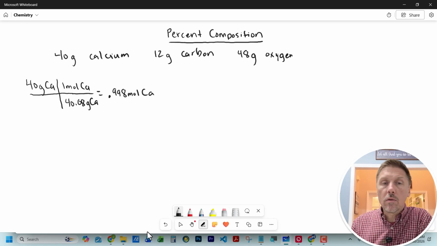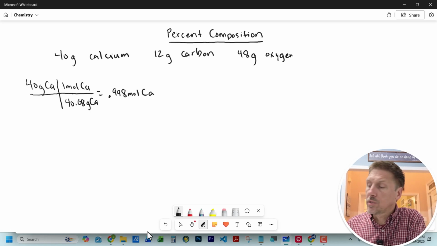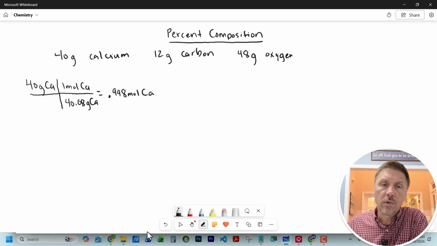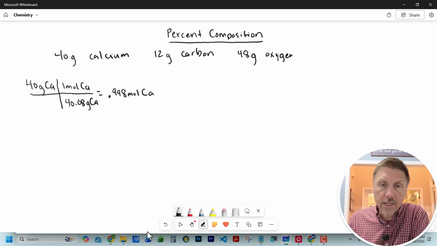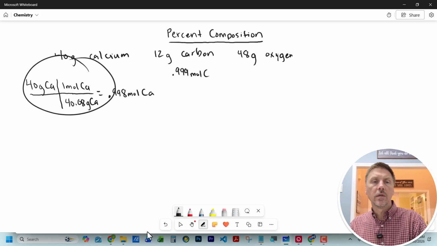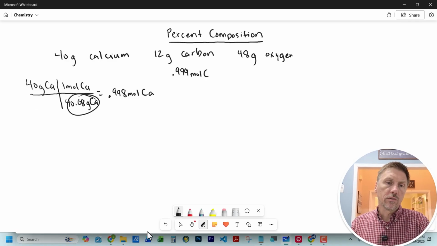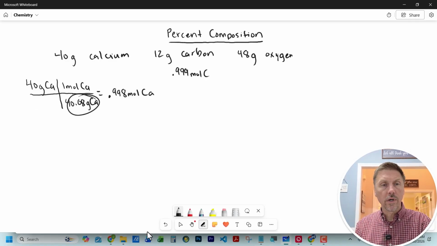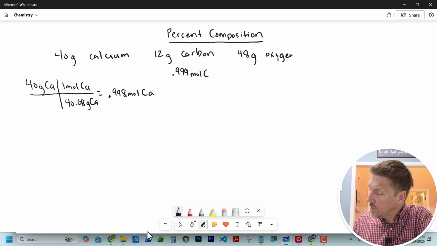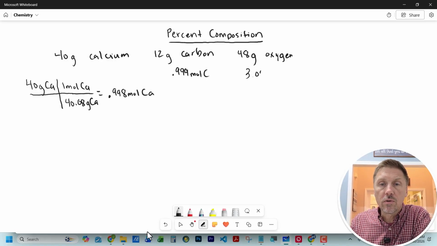All right. Now, as far as carbon's concerned, the periodic table says that we have 12.0 as the molar mass of carbon. So we do the same calculation again. We would get that we have 0.999 moles of carbon. So again, we're doing the same type of calculation we did here, except we would be using the molar mass of carbon, which is 12.01, instead of the molar mass of calcium. And then doing the same thing for the oxygen down here, dividing the 48 grams by 16 grams, since that's the molar mass of oxygen, we get 3.00 moles of oxygen.